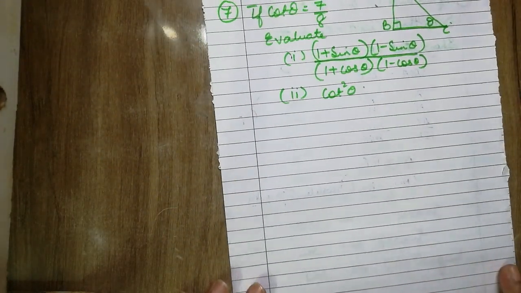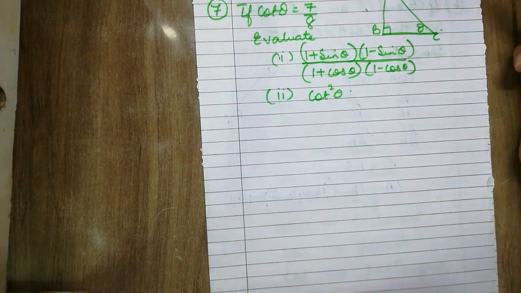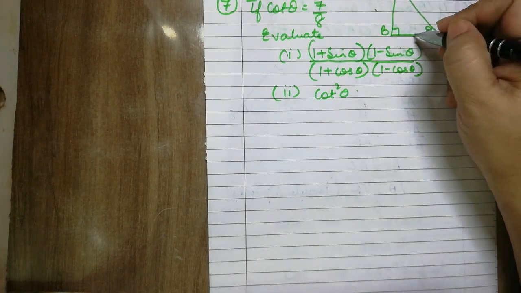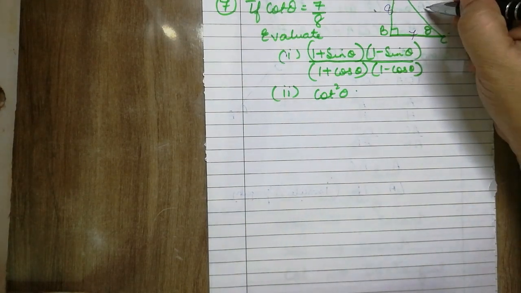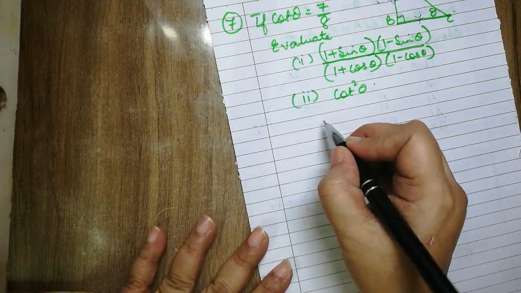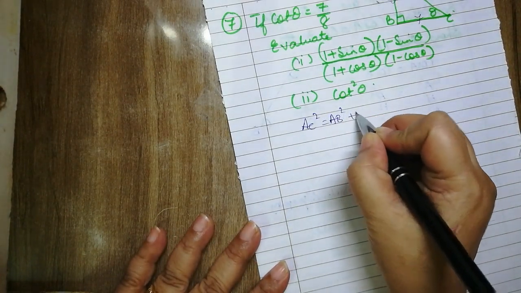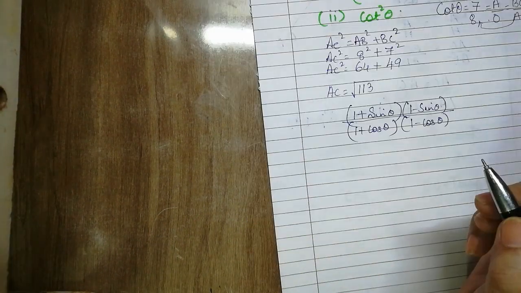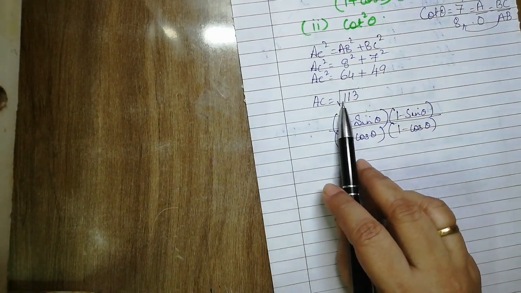seventh sum. Here given it is cot theta equal to 7 by 8. Cot here will be adjacent by opposite side. For theta, adjacent here is 7, opposite is 8. We have to find out AC square. So we get AC square is equal to AB square plus BC square. So we get here AC is equal to square root of 113.